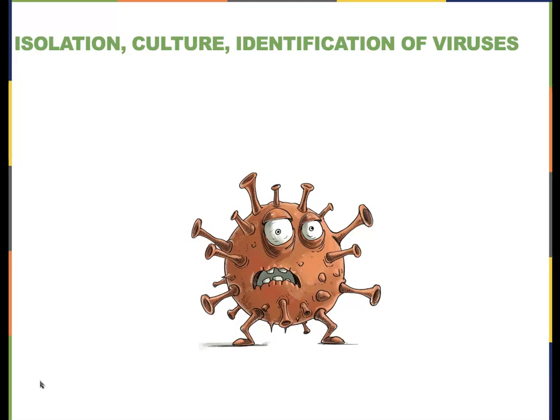All right, this is chapter 6, part 3 of 3. So, last part of chapter 6, we're talking about how do we identify viruses, how do we get them, isolate them, and how do we culture them to study.